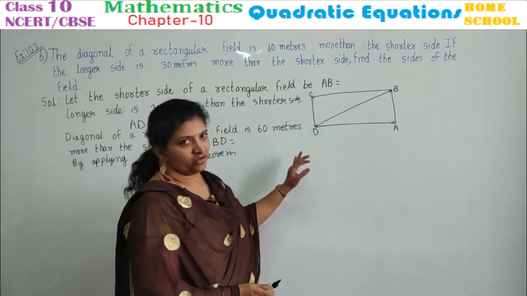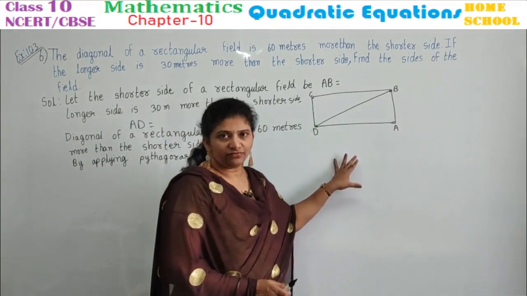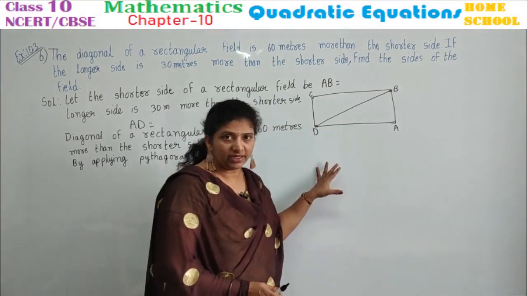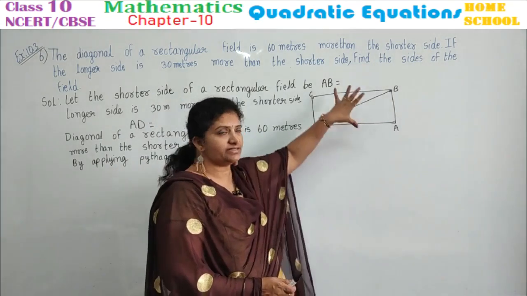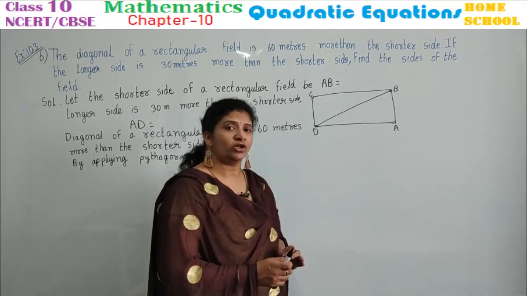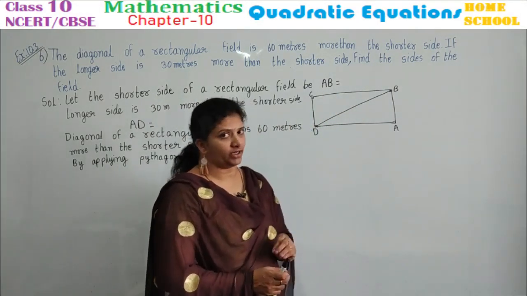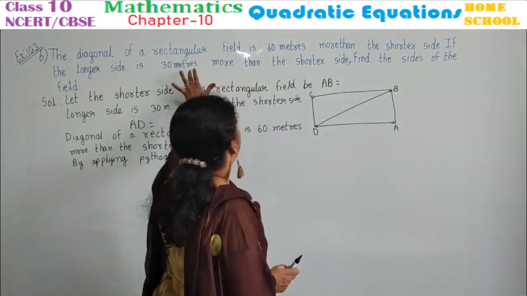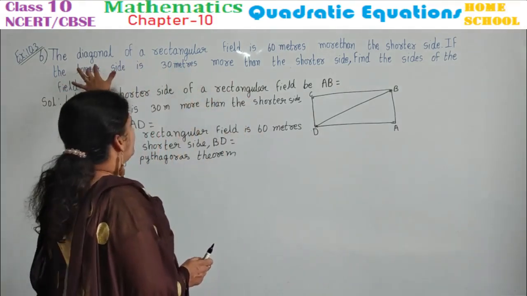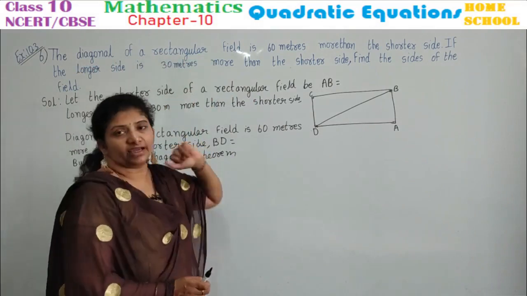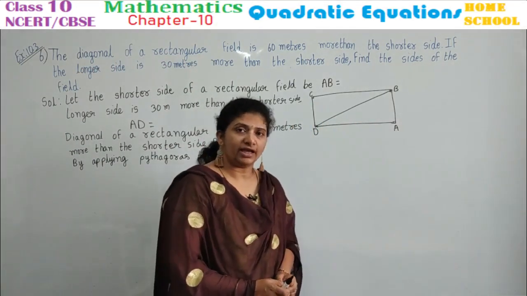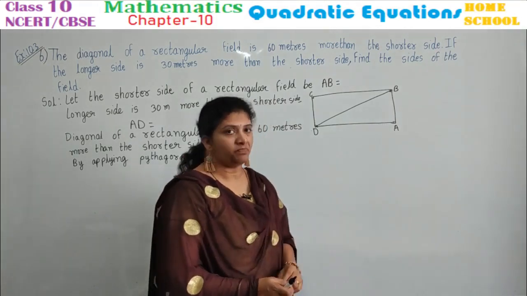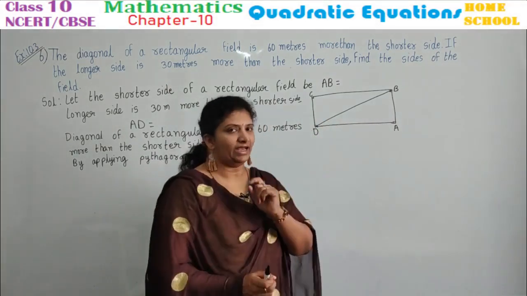Okay, let's see the figure here. This is a rectangular field. All sides are perpendicular to one another. And a rectangle will have two shorter sides and two longer sides. We are talking here in this problem about shorter and longer. Look here carefully. The diagonal of a rectangular field. How many diagonals can you draw in a rectangle? Two diagonals you can draw.